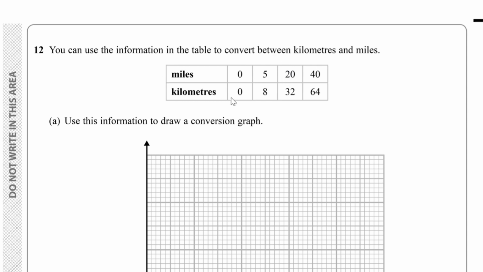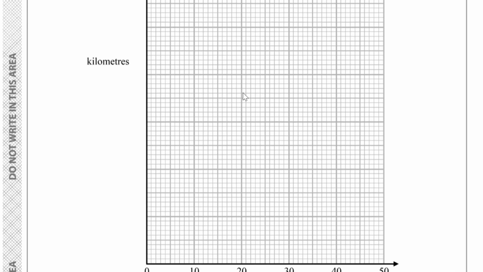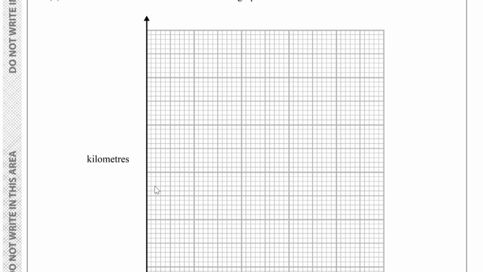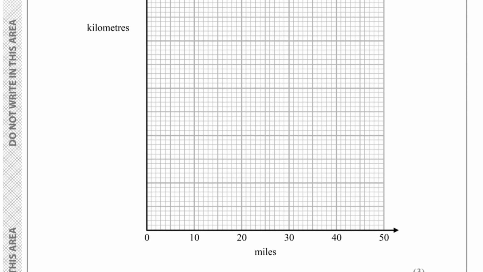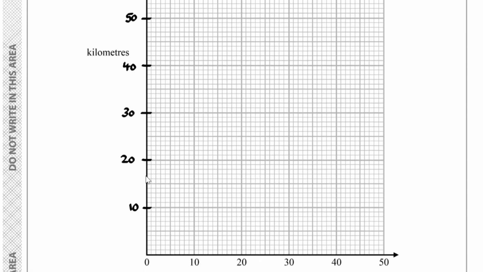Question number 12. You can use this information in the table to convert between kilometers and miles. We've got 0 miles is 0 kilometers, 5 miles is 8 kilometers, 20 miles is 32 kilometers, and 40 miles is 64 kilometers. We have to use this information to draw a conversion graph. Well, let's plot those points. What we need to do is add on the vertical scale, and we can go up in tens. So here we can see our vertical scale.